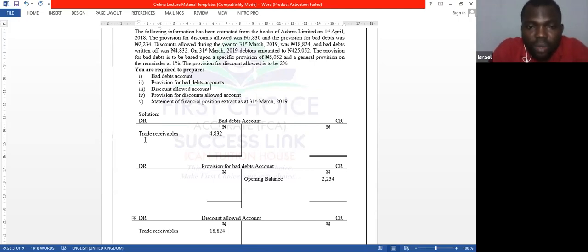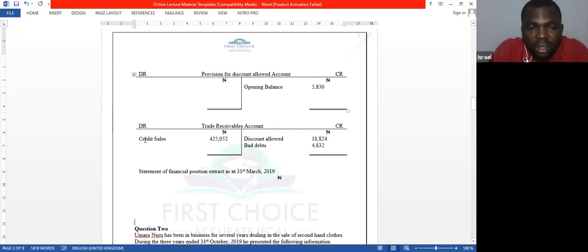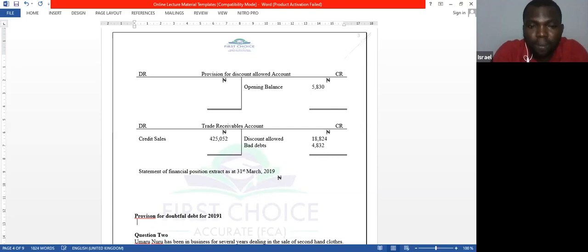So because of that, let me do a brief calculation here. Now we are calculating our provision for doubtful debt for 2019. So this is my workings.